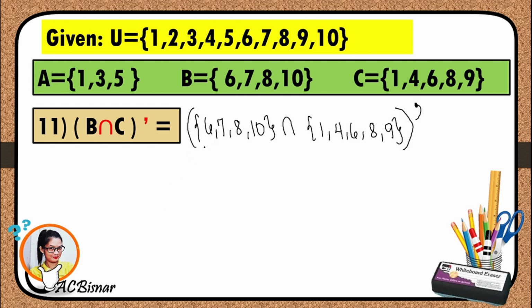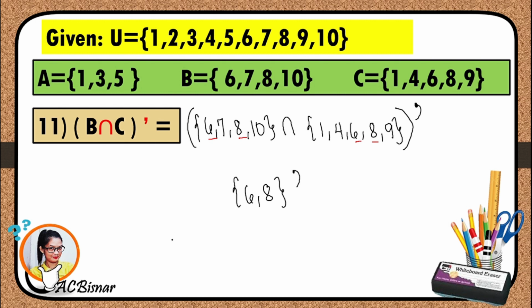So what are the common elements in set B and in set C? So we have 6. We have 7, so we have 8, you have 10, you have 9. So as you observe, the intersection of B and C are 6 and 8. So let us write 6 and 8 as the intersection. However, this is not yet the final answer because you need to find the complement.